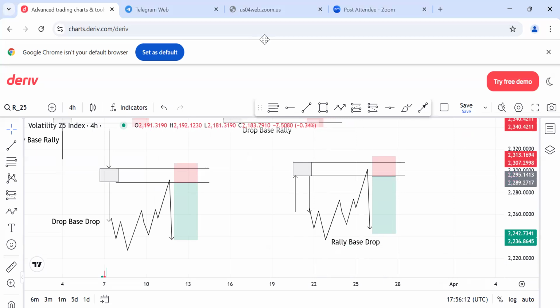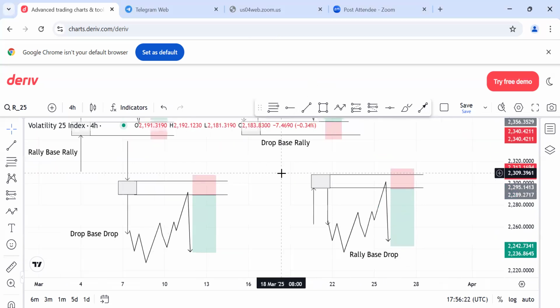Yeah, please ask your question. The order block, it must happen at support if it's a bullish market.